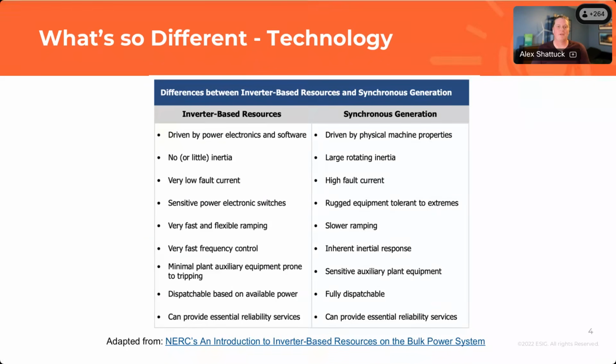So what's so different? I spent a little bit of time talking about what's bad right now, what's out there, and let's just talk about why that is and what's different. We're going to start with the technologies themselves, and I'm going to lump everything renewable into IBR on the left, and every synchronous machine into the same category on the right. I apologize for this super oversimplification, but they're important. So we're going to start with just technology.